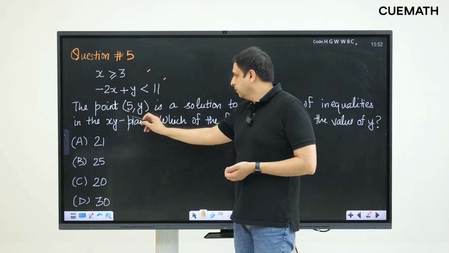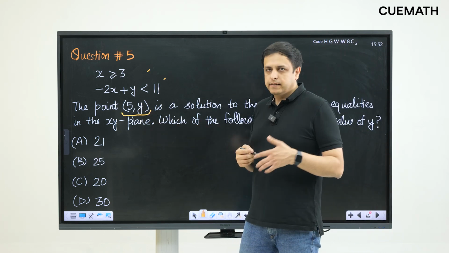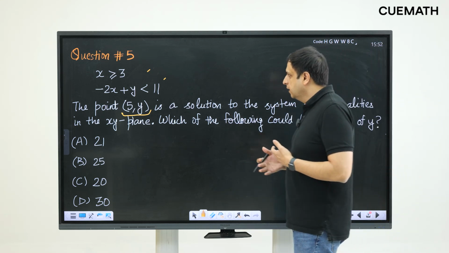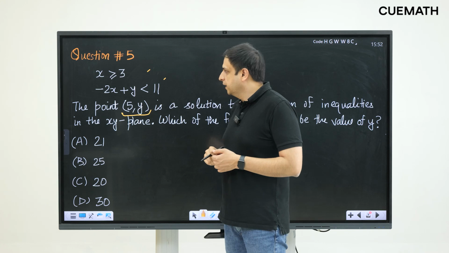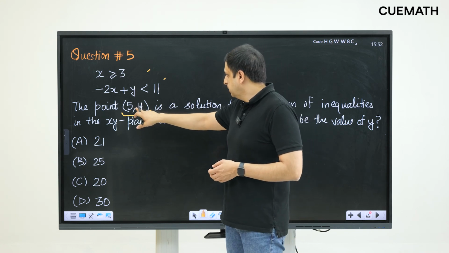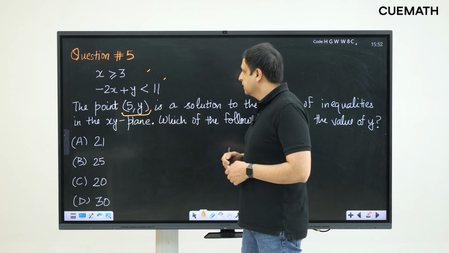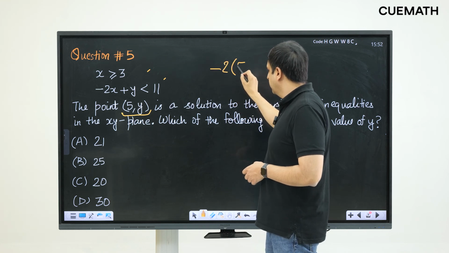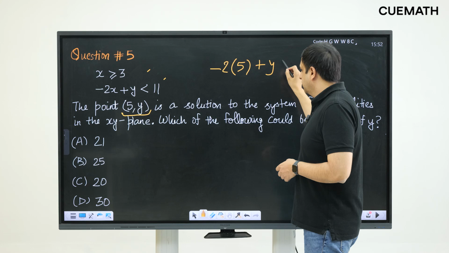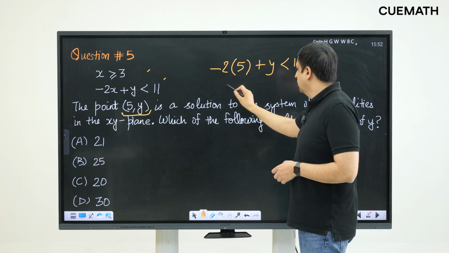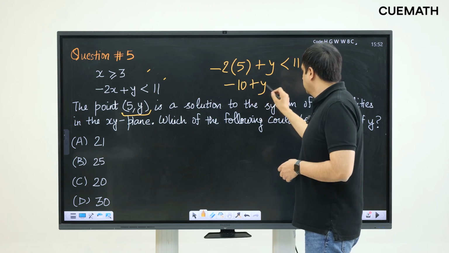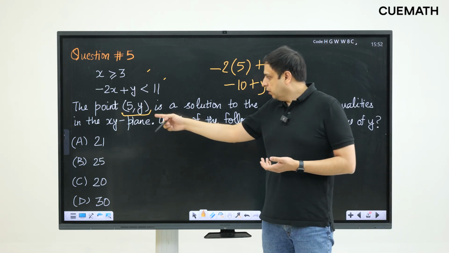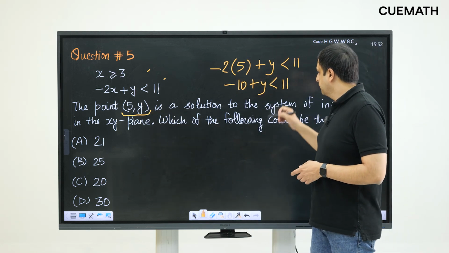So we are already told that the point 5 comma y is a solution to this pair. So we know that x is 5, which is greater than or equal to 3. So the first inequality is already satisfied, and I'll just plug in x equal to 5 into the second inequality. So that will give me minus 2 times 5 plus y is less than 11, which means minus 10 plus y is less than 11. And now all I need to do is to check which of these options for y will satisfy this.